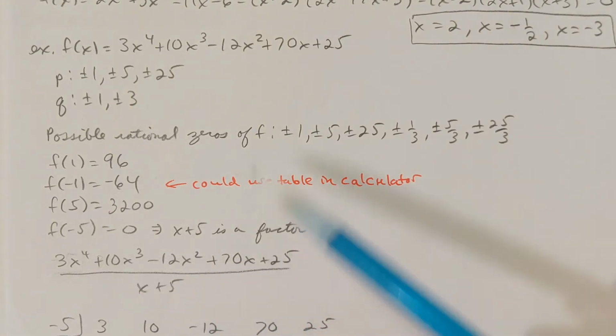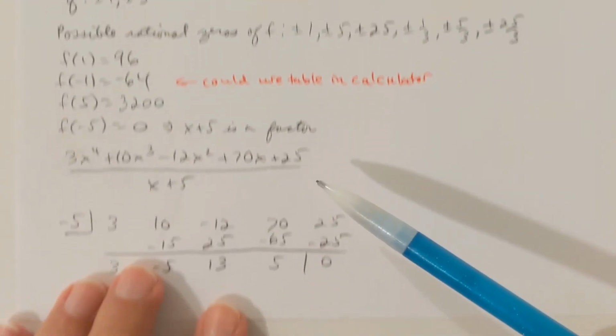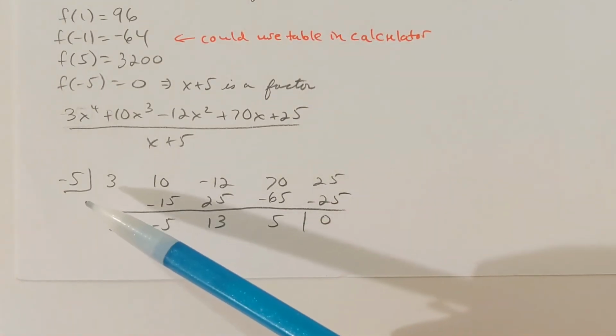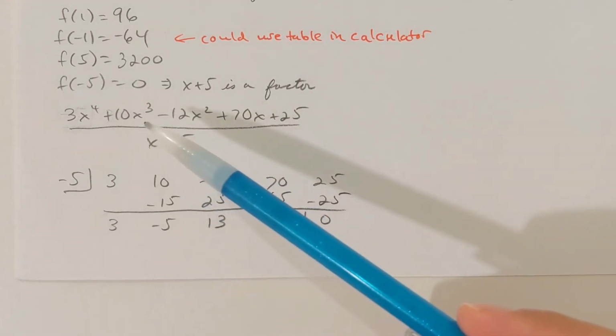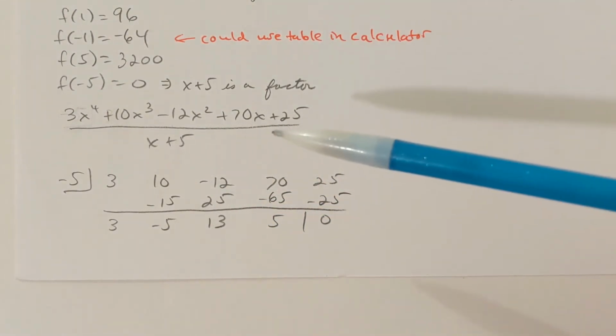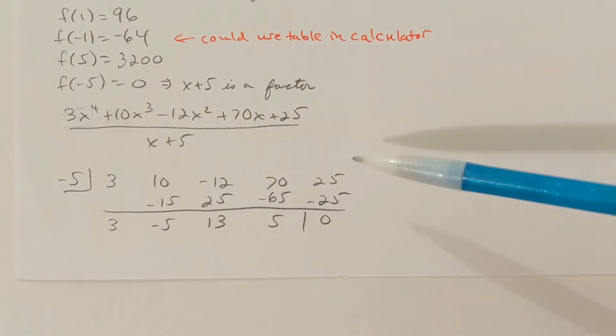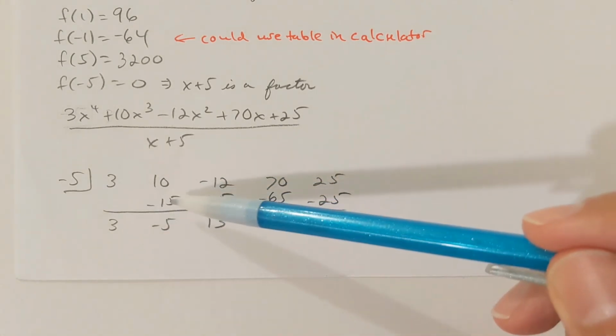and so I can take the original function divided by a factor x plus 5, and negative 5 is a 0, and therefore 0 is left over. And I take the coefficients in the function and arrange them into a table form. 3 comes down. 3 times negative 5 is negative 15.